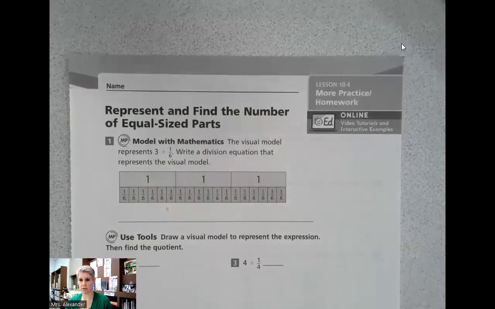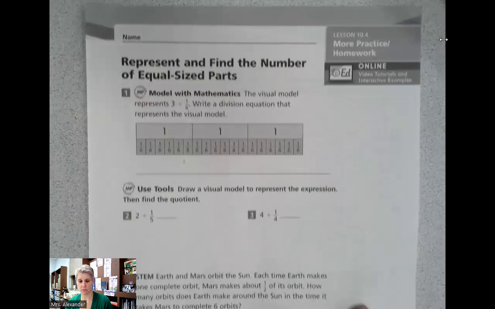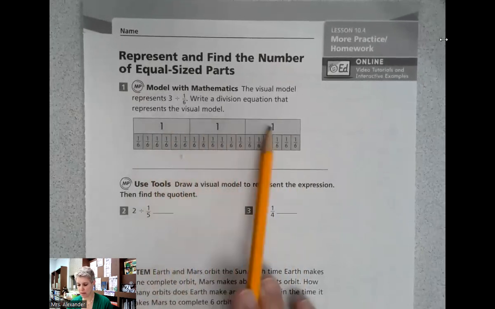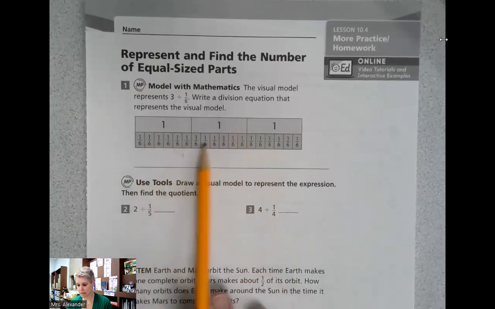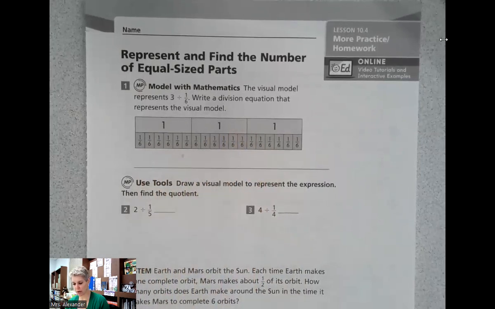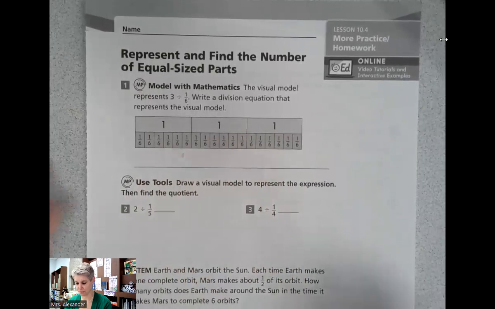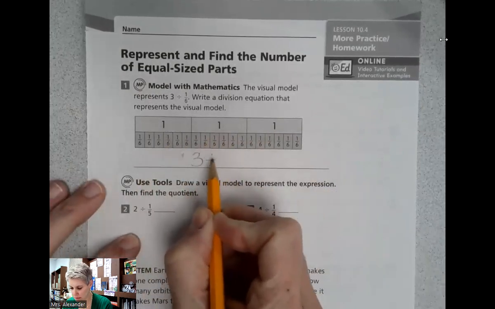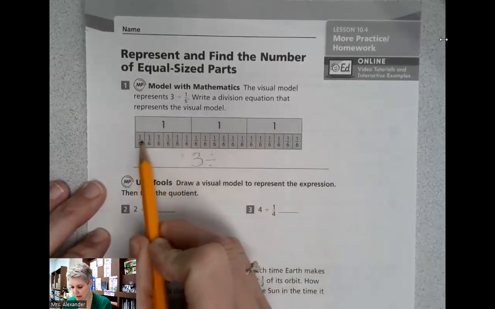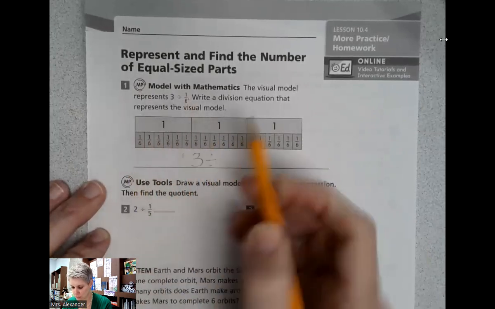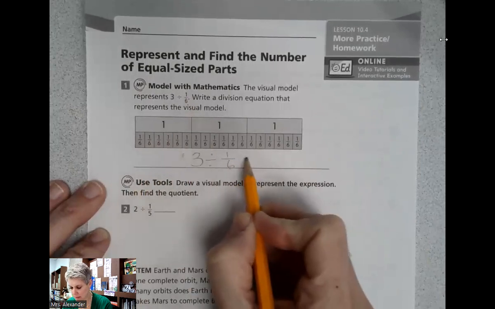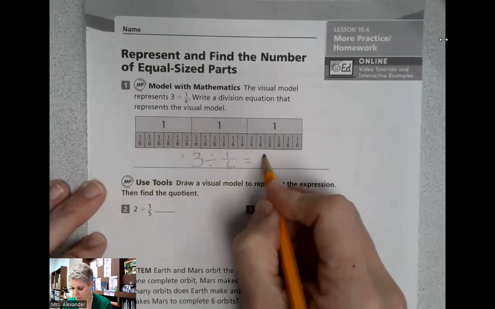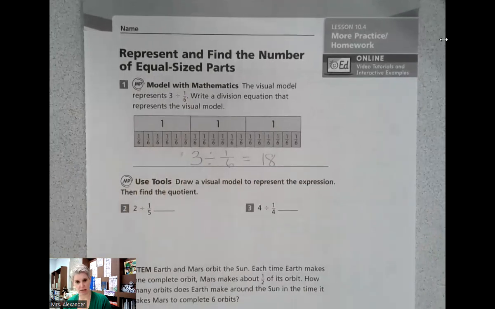So here we go. The visual model is representing 3 divided by 1/6. Write the division equation that represents the visual model. So we have 3 whole parts. Each part is divided into 6. So we're dividing it by 1/6, which would give us how many total parts? 18 would be our answer.